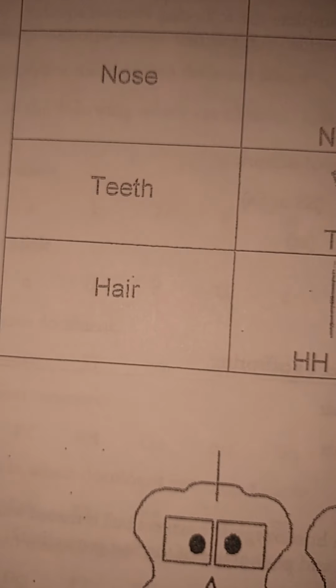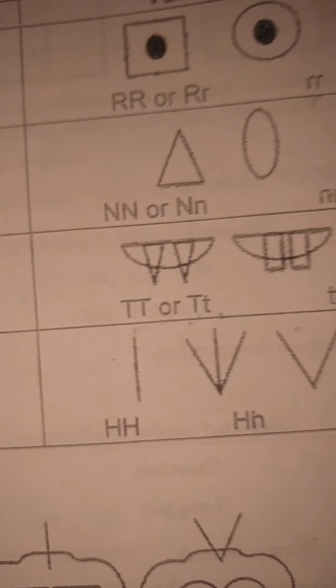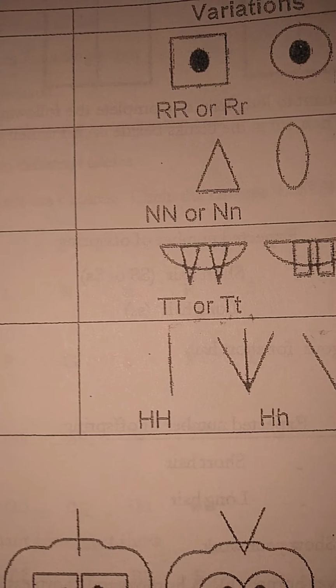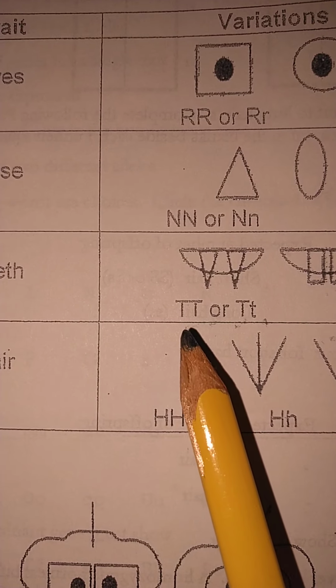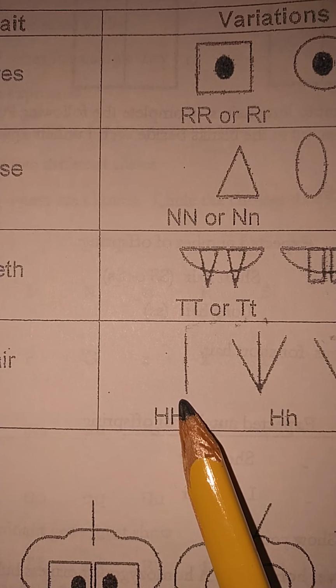Next we have hair. Hair's a little bit different in this case. It's what we call codominant. Co meaning together, so dominant together. If you have the homozygous dominant big H, well, you're going to see that big H trait, which is the single straight up hair.